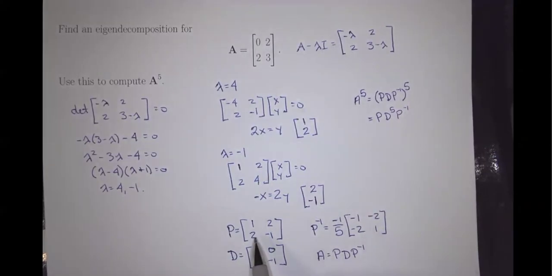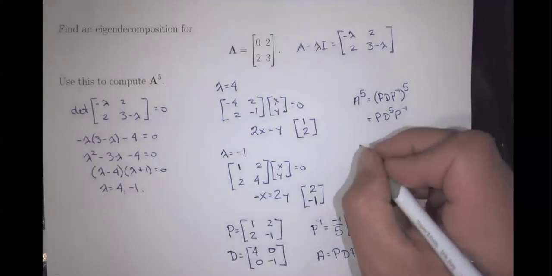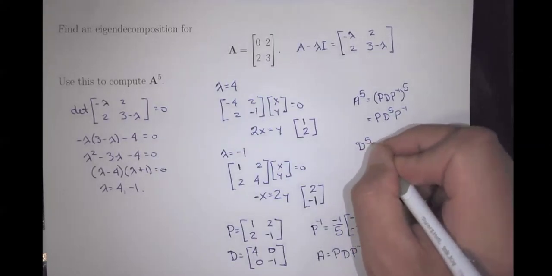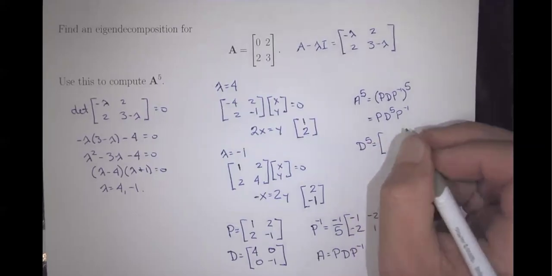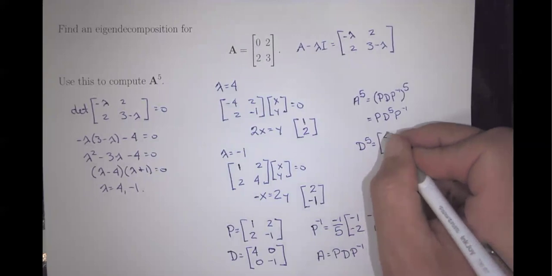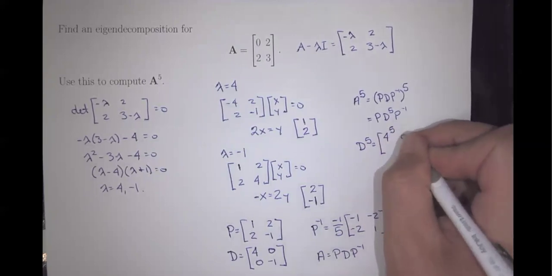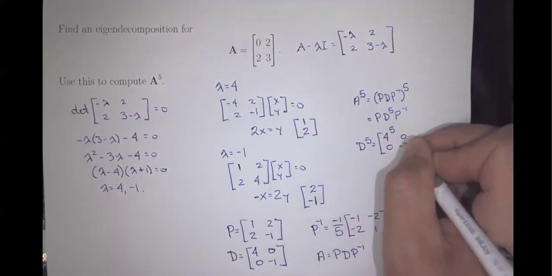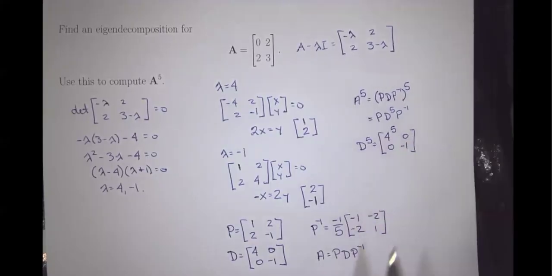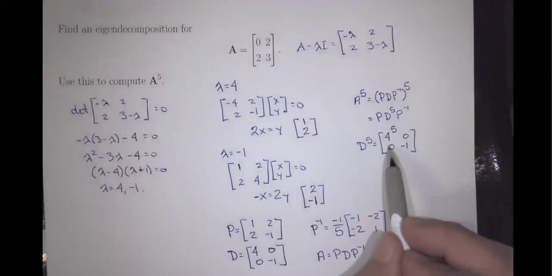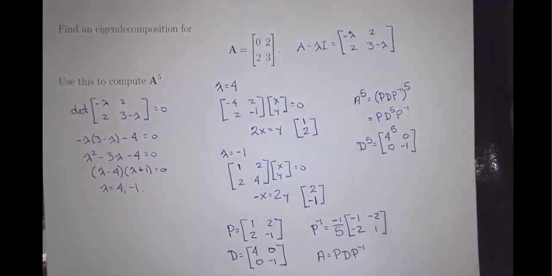And we've got P here, we've got P inverse, and D to the power of 5, because it's a diagonal matrix, you can just exponentiate the diagonal elements. So 4 to the power of 5, 0, 0, negative 1 to the power of 5 is negative 1. And so A to the power of 5 is going to be P times this matrix here times P inverse. And that's going to be a way to compute A to the power of 5 by multiplying 3 matrices rather than multiplying 5, which is going to save us a little bit of time.